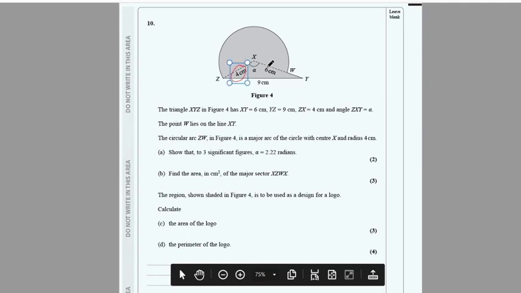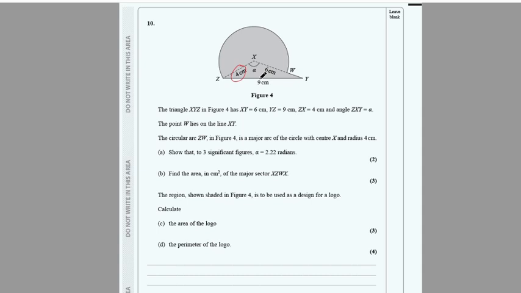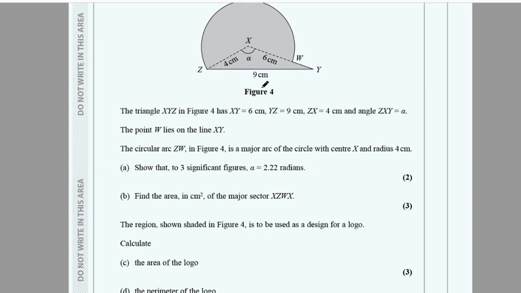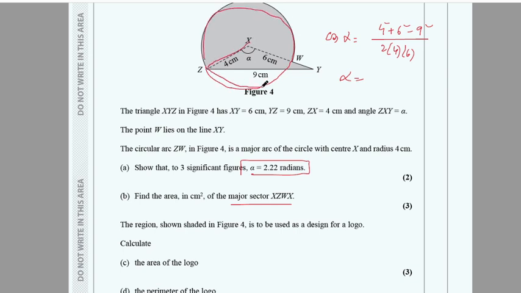At first we have 3 sides. Since we have 3 sides, we can just use the cosine rule. And you need to use the calculator in radian mode, so that will give us the value for alpha in radian. Area of the major sector. So if we just complete this circle, this is the minor sector. So we need to find the area for the major sector, as in this one.